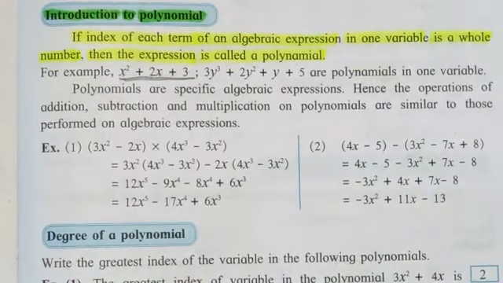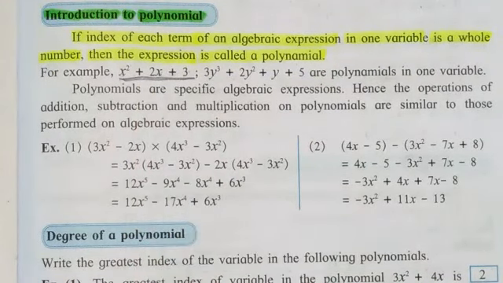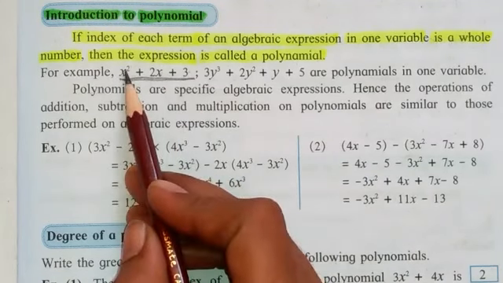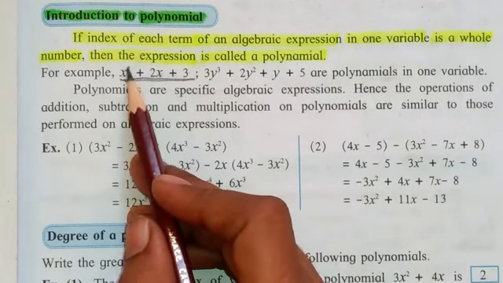and even the index of each term of the algebraic expression is a whole number. Suppose in the first section x square is given, it means the index number is 2, which is a whole number.